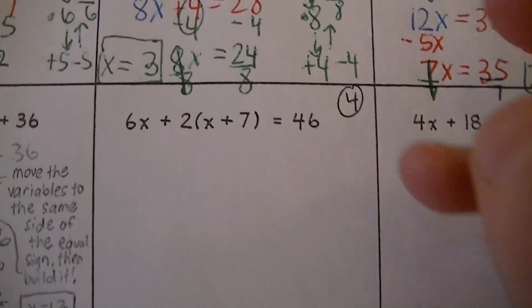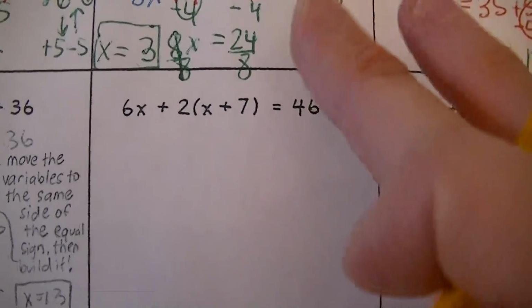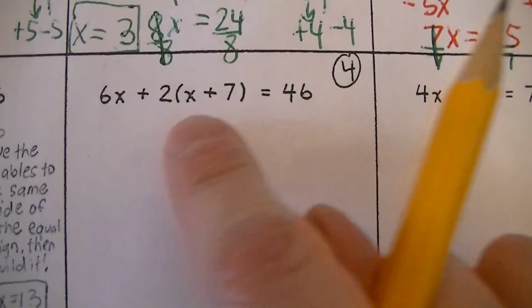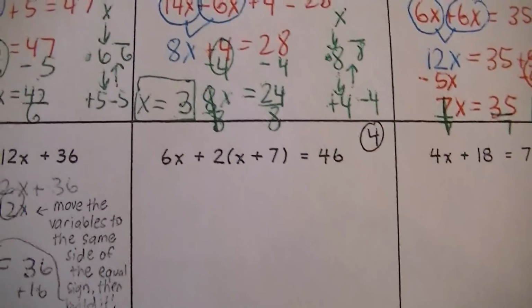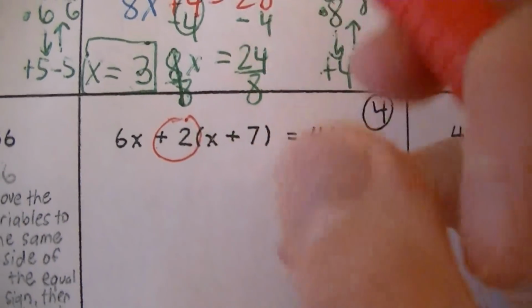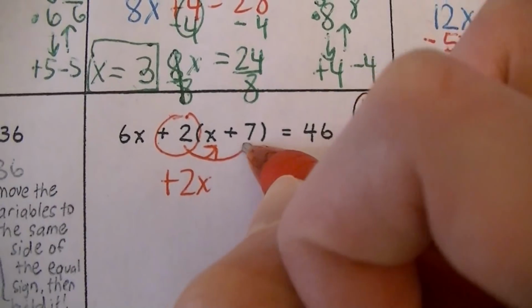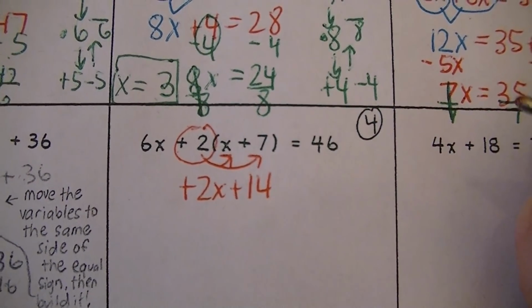Okay. Number 4 should be hopefully pretty easy for you simply because the variable is only on one side of the equal sign. So it's very similar to number 2 and number 1, just like you've been doing in class. So use your distributive property, and you have 2 times x, and that's a positive 2x, and you have 2 times that positive 7, which is a positive 14. Okay?